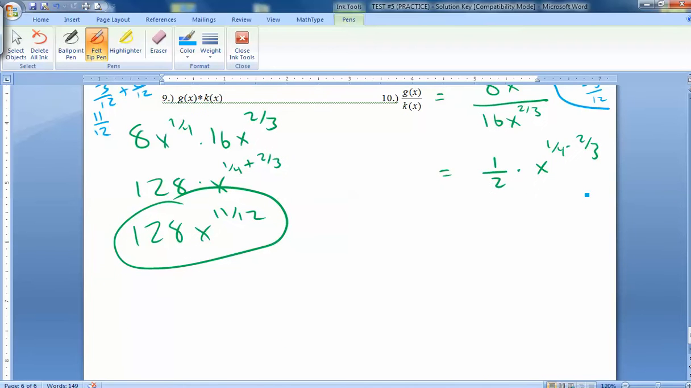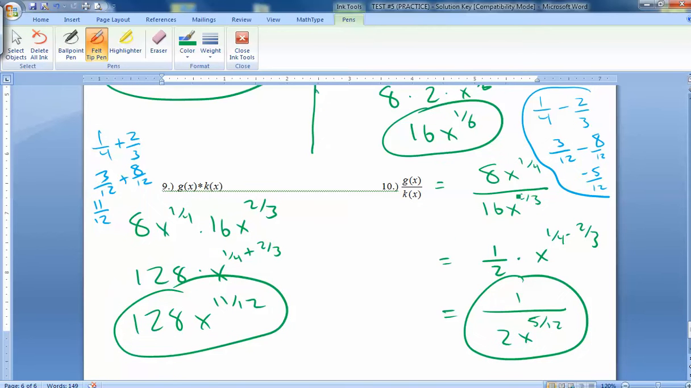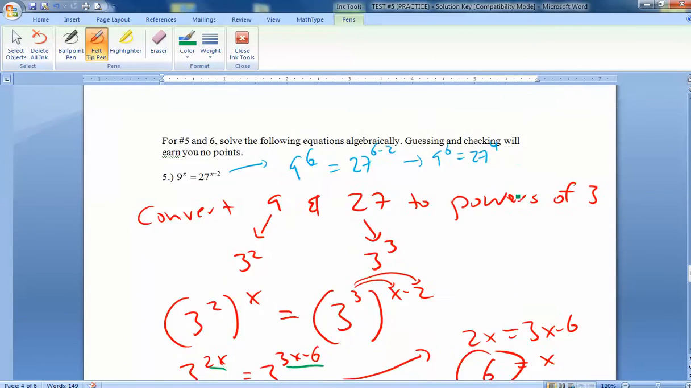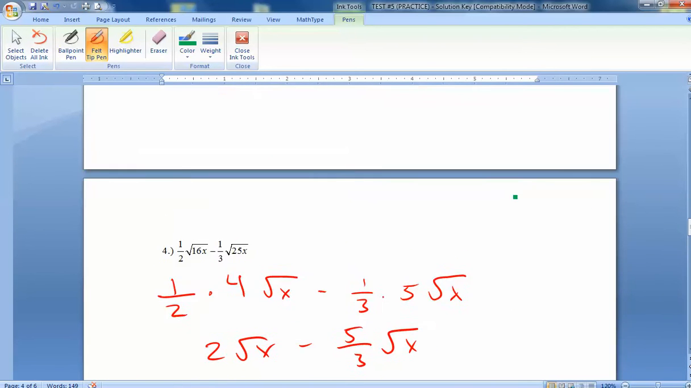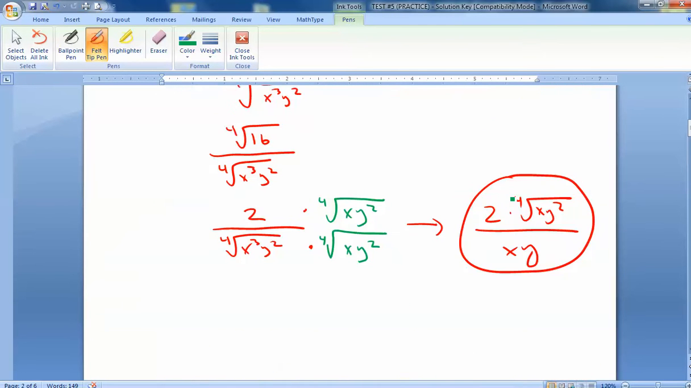So final answer, we have 1 over 2, and you want to put x to the 5/12 in the bottom because it was a negative exponent. And so that covers all the work. I'm just going to double check everything because I did work this out on a separate piece of paper. Should probably double check number 5 before I worked it out. Okay, looks like we should be all good.